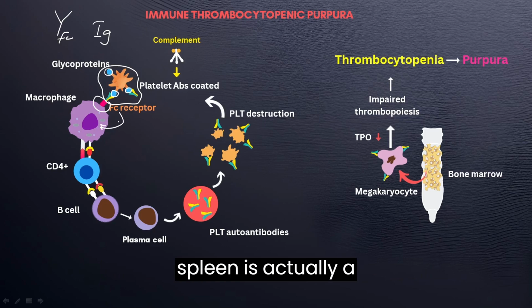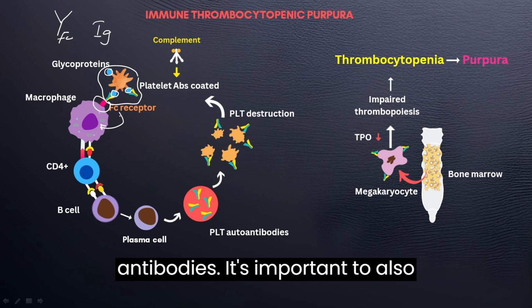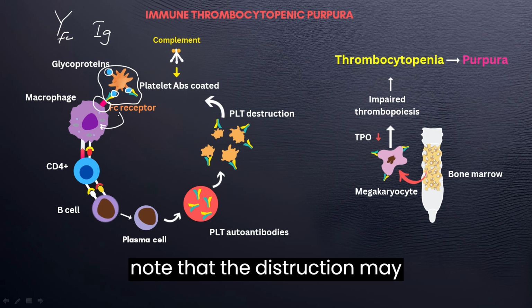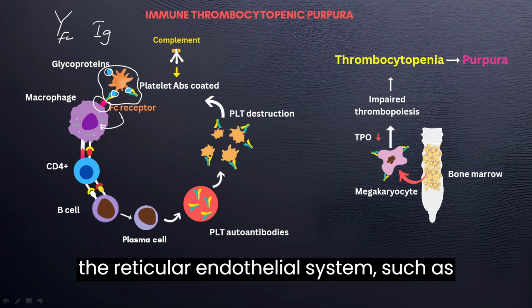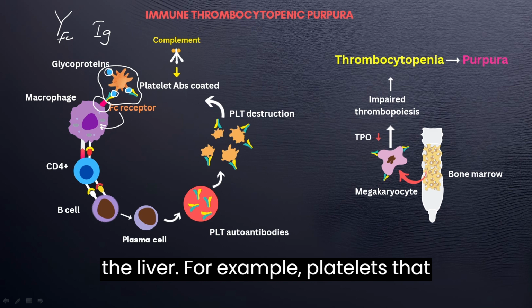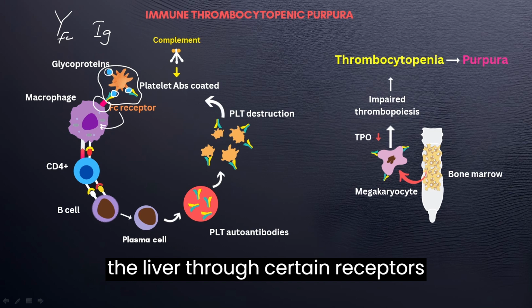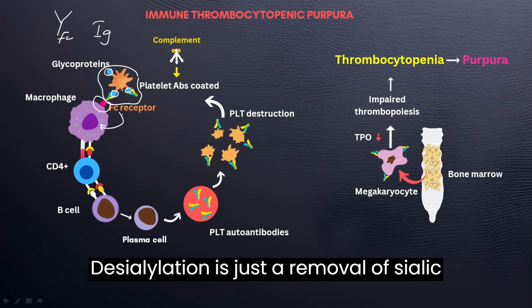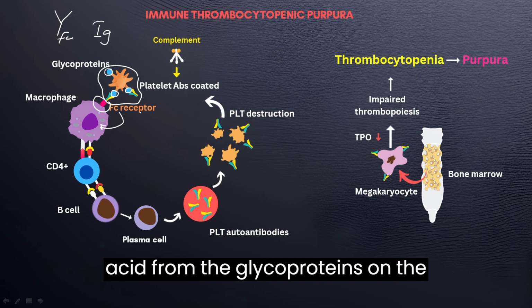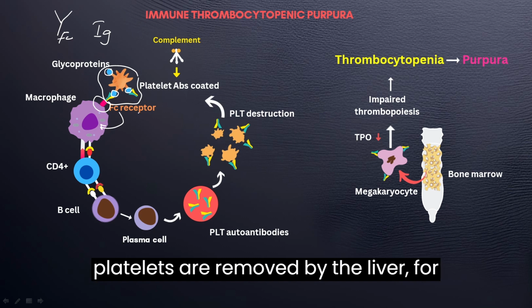So the spleen is actually a primary location for the destruction of the platelet-coated antibodies. It's important to also note that the destruction may also occur in other parts of the reticuloendothelial system, such as the liver. For example, platelets that undergo desialylation are cleared by the liver through certain receptors called Ashwell-Morell receptors. Desialylation is just a removal of sialic acid from the glycoproteins on the surface of the platelets, and such platelets are removed by the liver, for example.